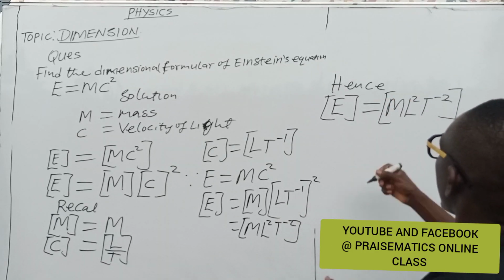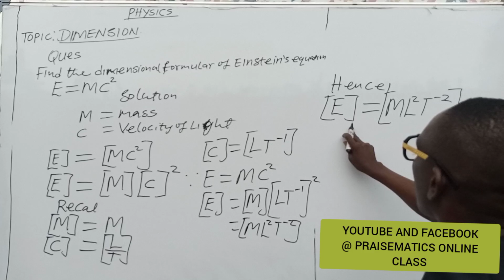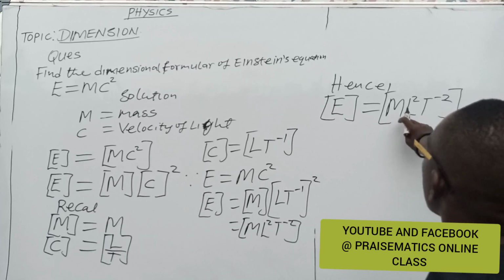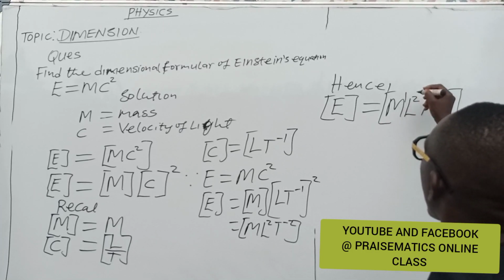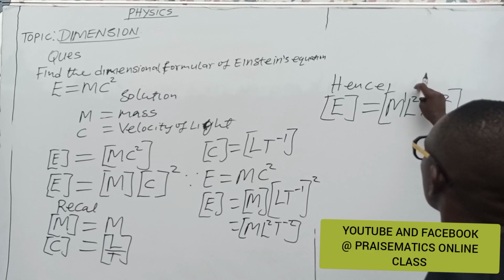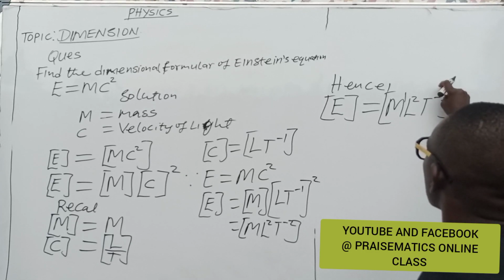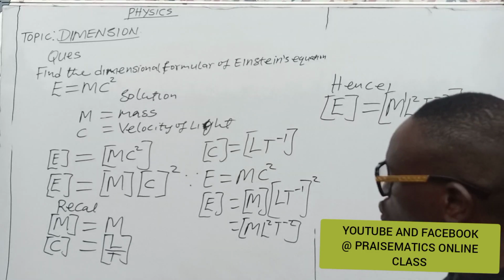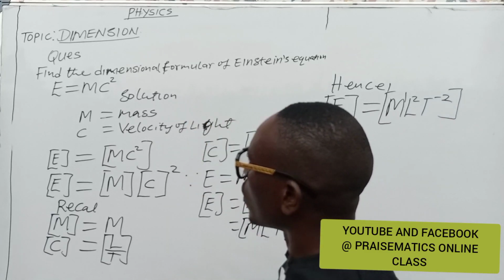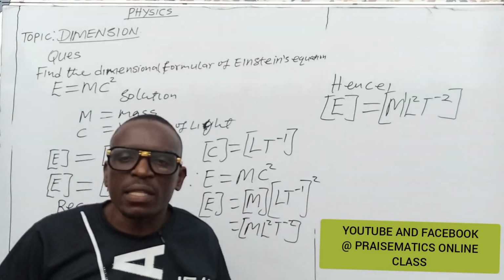Hence, the dimensional formula of the Einstein equation is equal to M raised to power 1, L raised to power 2, and T raised to power minus 2. And that is how to solve the Einstein equation. That is all about the Einstein equation.